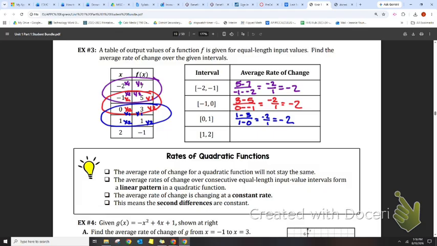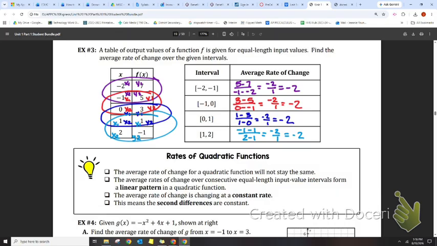And then the last one there is from 1 to 2. So I have my x1, y1, my x2, y2. So it's going to be negative 1 minus 1 over 2 minus 1. So I get negative 2 over 1, which is negative 2. And so we can see there that the average rate of change of f of x is constant.